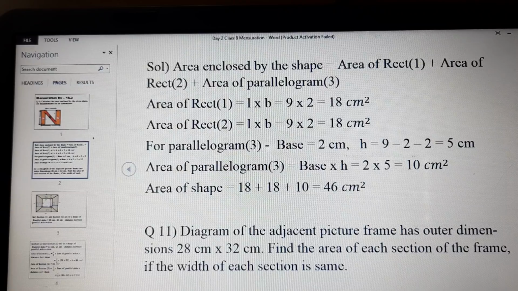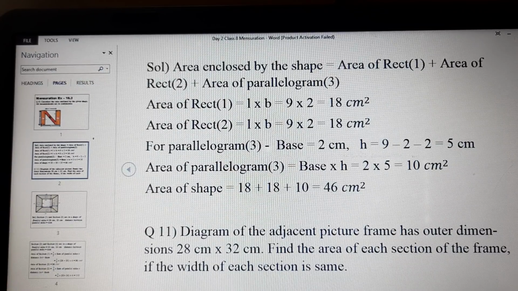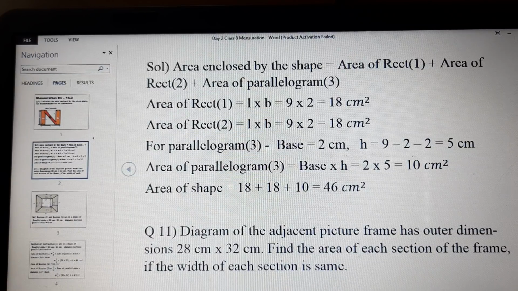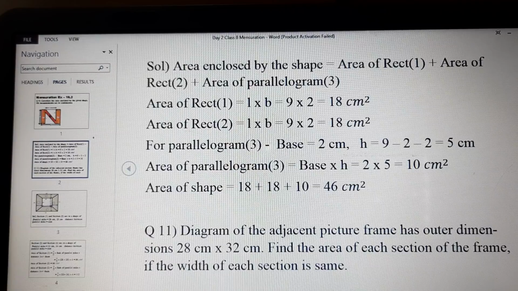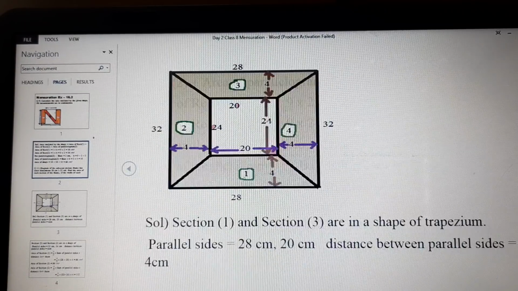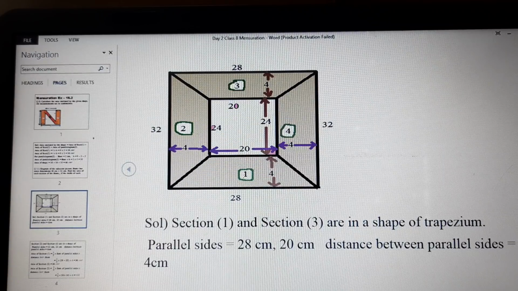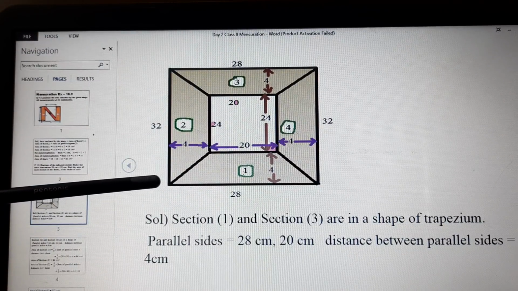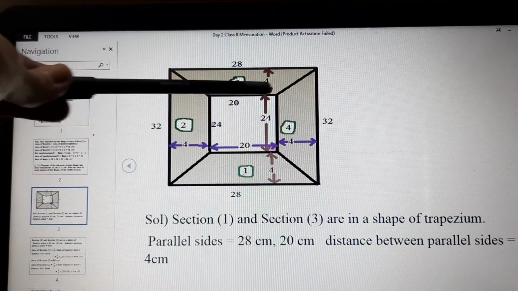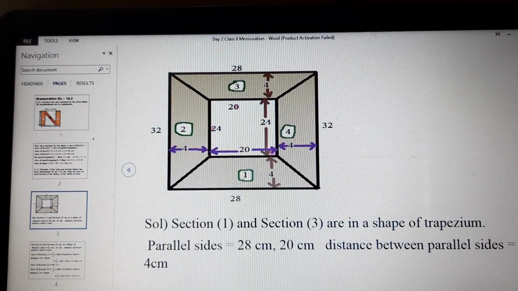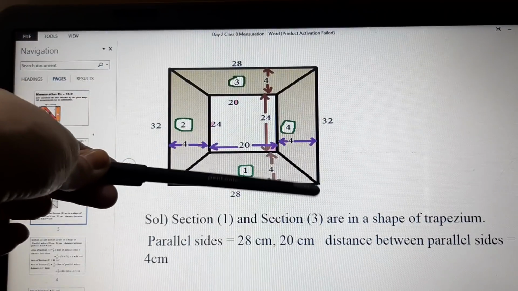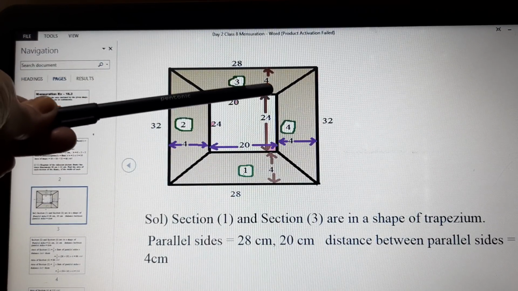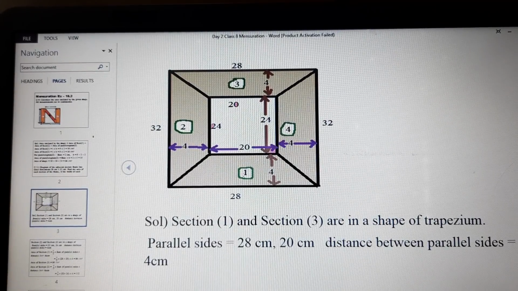Moving on to the next question. It says the diagram of the adjacent picture frame. A picture frame has been given which has outer dimensions of 28 centimeter by 32 centimeter, and find the area of each section of the frame if the width of each frame is the same. Let us see which kind of figure it is. It is an outer rectangle, and we have an inner rectangle also. It is given that it is 28 by 32 and the inner dimensions are given as 20 and 24. Are you getting it? They are in centimeters.